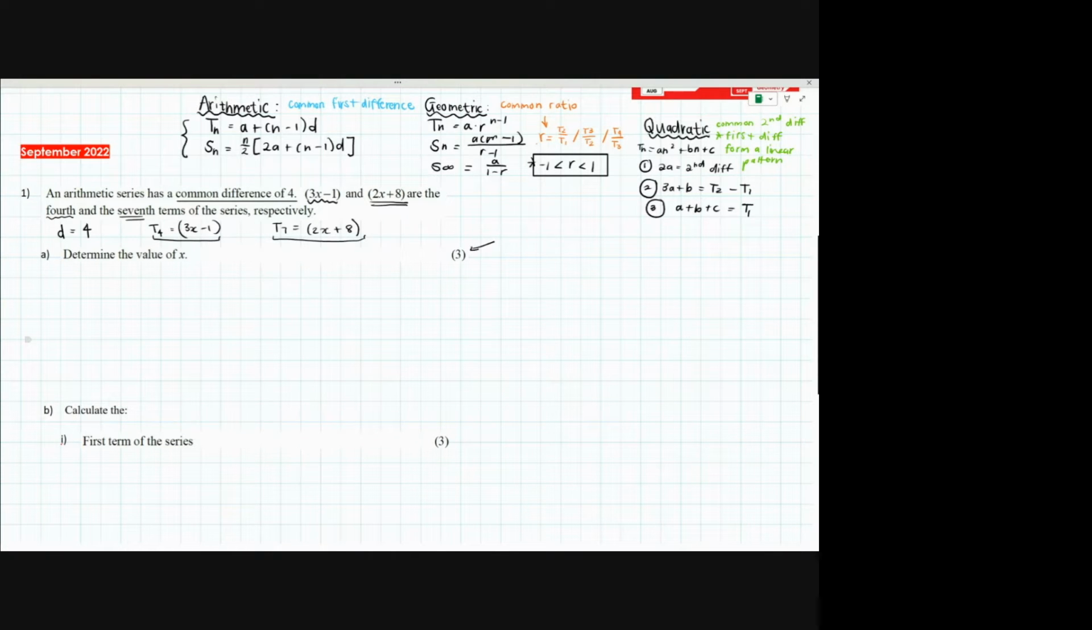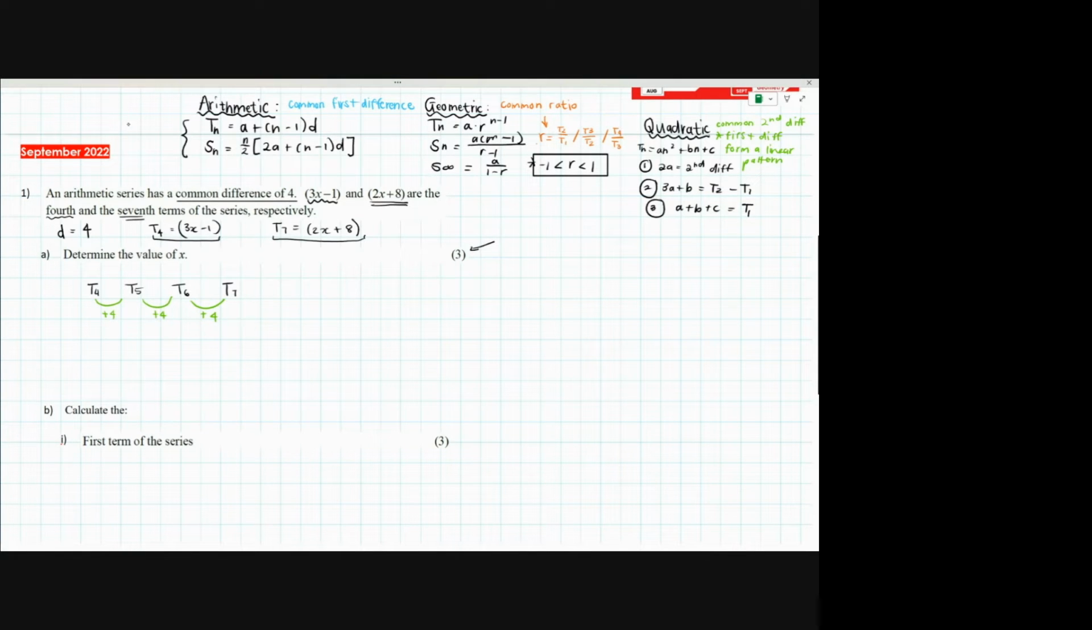So there has to be an easier way to do this. And there is. Because this is an arithmetic series, we know that every single time I move from one term to the next, I'm adding the same value. So what I mean by that is, as I go from term 4 to term 5, I'm adding the same difference 4. Term 5 to term 6, I'm adding 4.